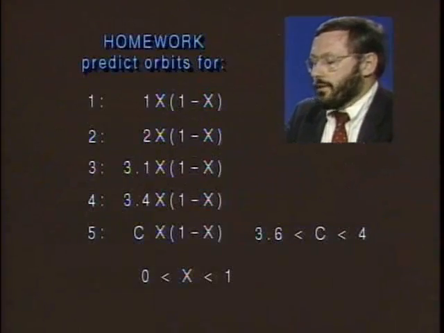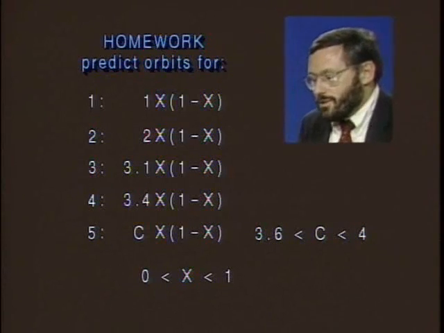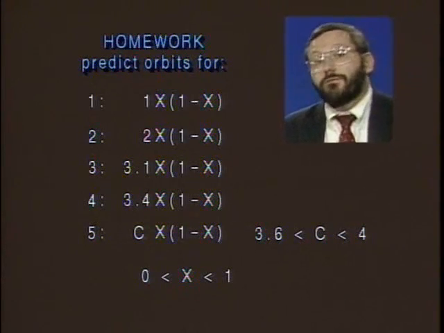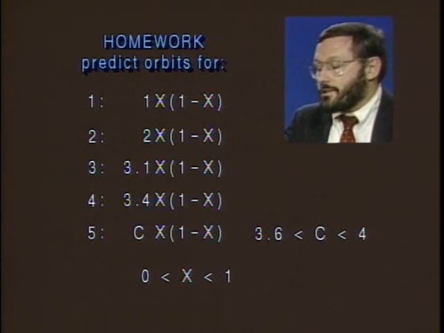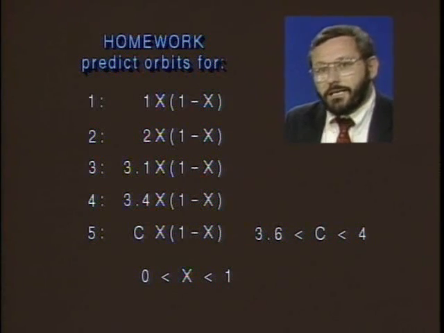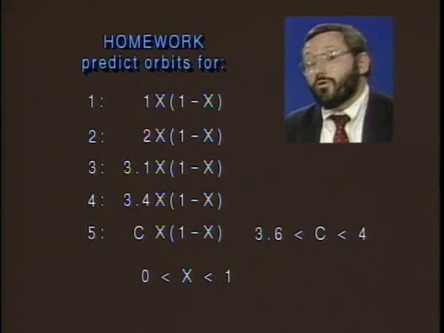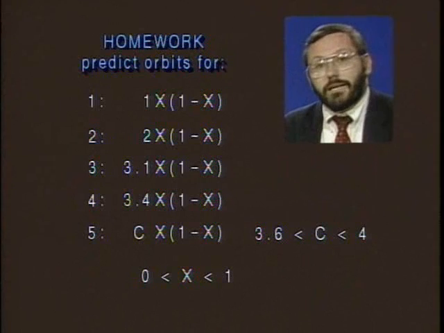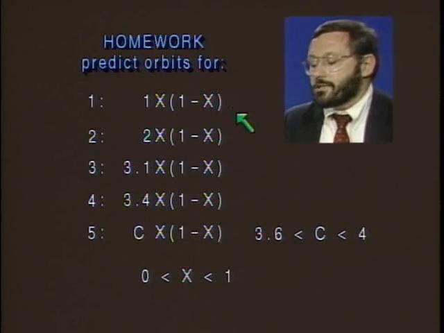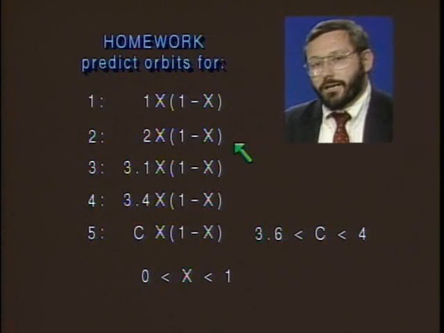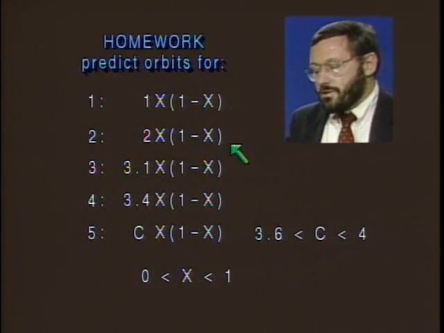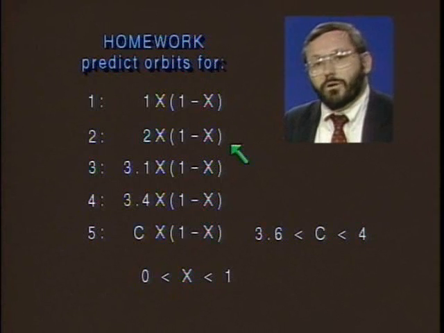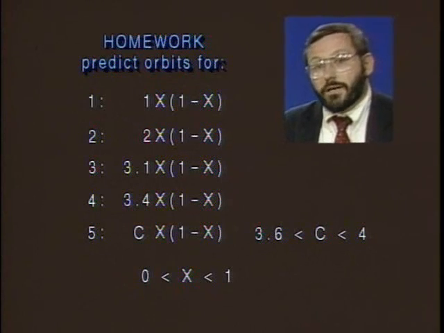Now, as a mathematician and a mathematics instructor, I can't possibly give a lecture without assigning some homework. So let me ask you to predict the orbits for various quadratic functions. I've listed here a bunch of simple quadratic functions, all of the form a constant times x times 1 minus x, and I ask you to predict the orbits for these functions using either the iterator or the computer or graphical analysis. The first two are easy. 1x times 1 minus x and 2x times 1 minus x. The orbits of these functions, at least for x's between 0 and 1, you'll see always tend to a fixed number.